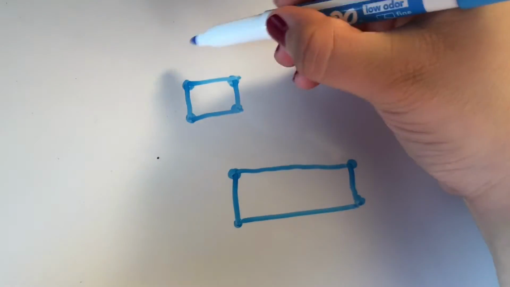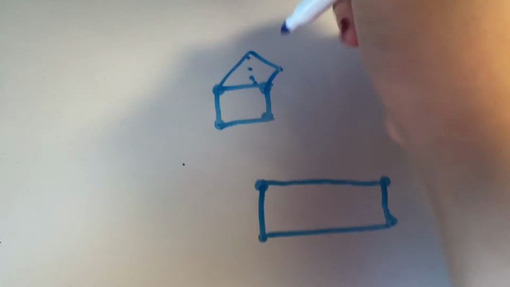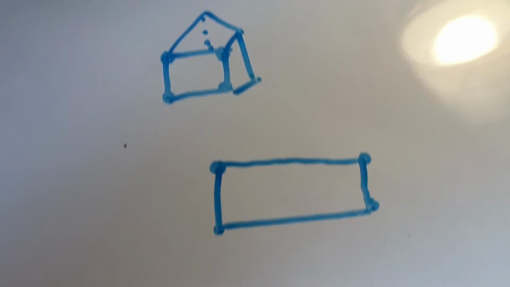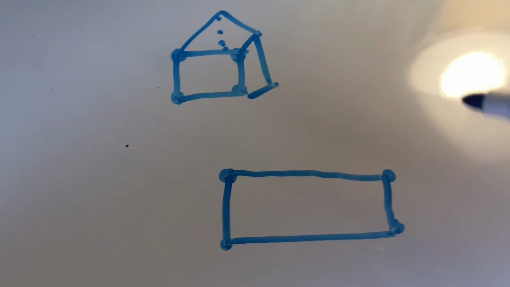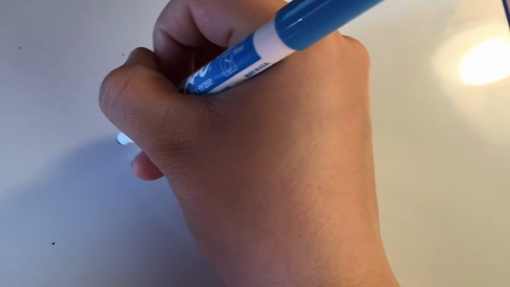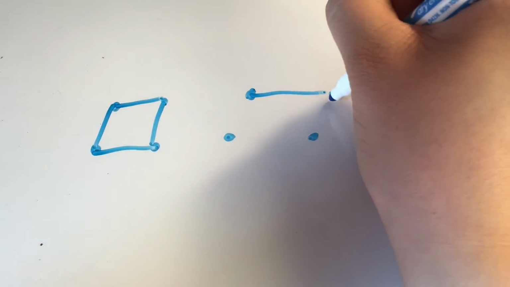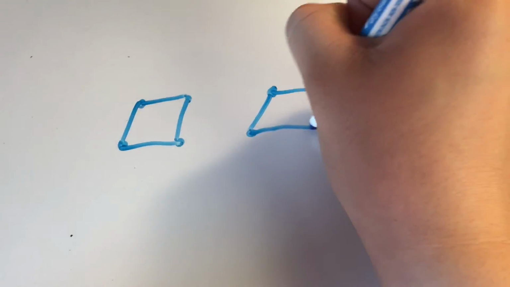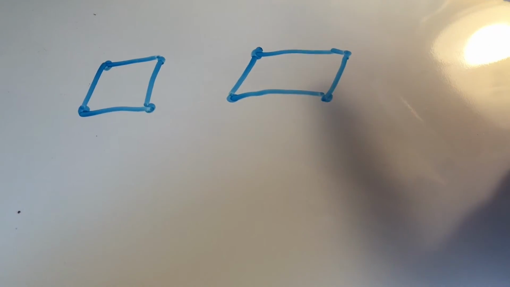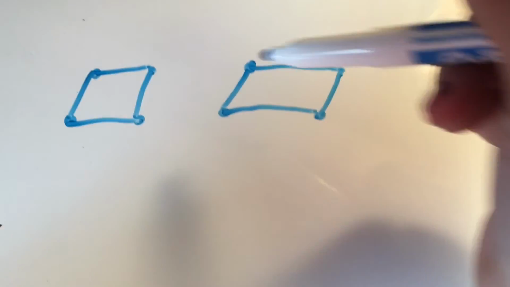If we decided that we were going to draw a 3D shape, it would be kind of difficult because it would not be a quadrilateral. A quadrilateral has to be a flat shape. We can also decide to draw a rhombus, or we could draw a parallelogram. And we know that these work because they have four sides and they are flat and they are completely enclosed.